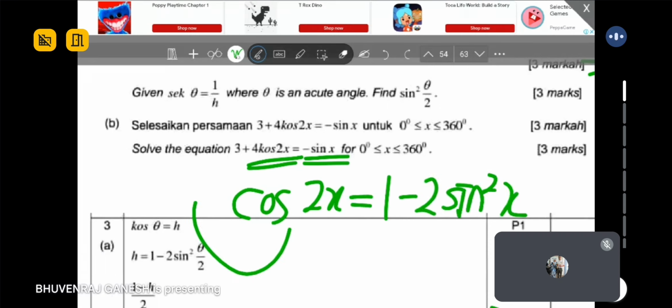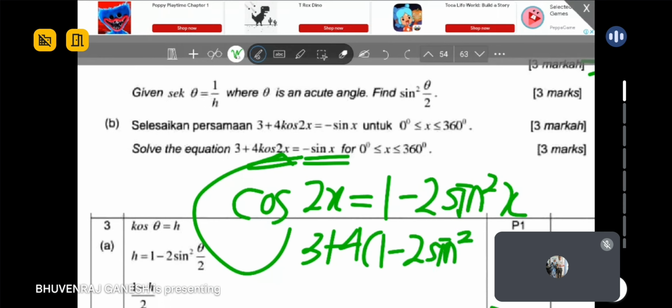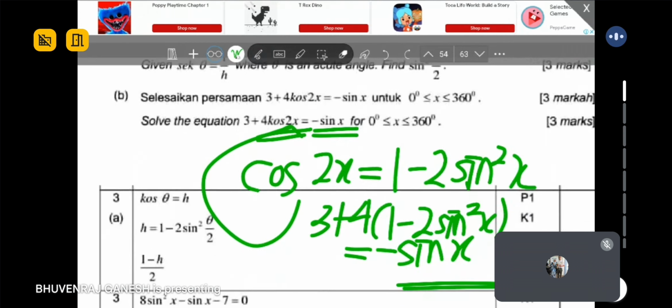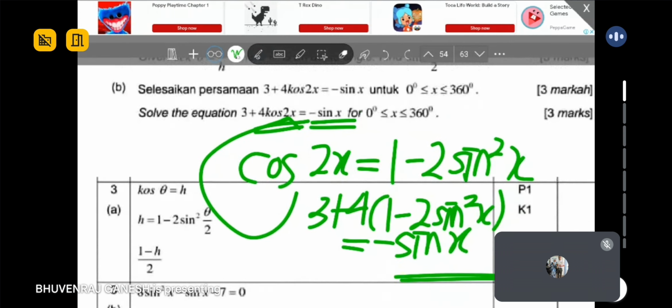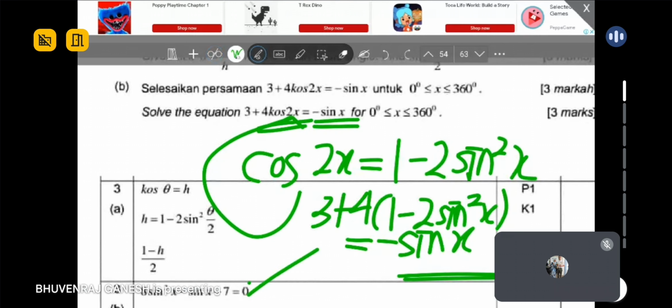So just substitute inside here. Gantikan saja. Okay, so you will have 3 plus 4, 1 minus 2 sine square x. So can you see guys? This is a quadratic equation already. So kamu kembangkanlah. Just expand and rearrange. Kamu akan dapat persamaan macam ni. Okay, this is your equation after rearranging.